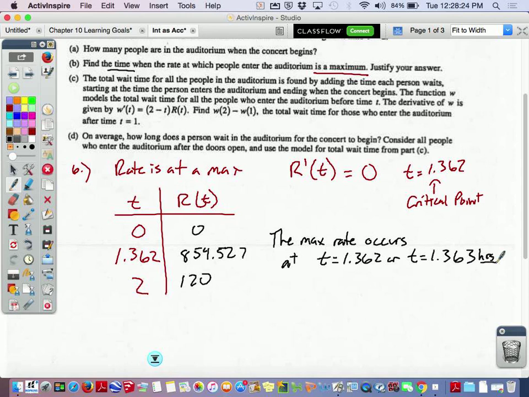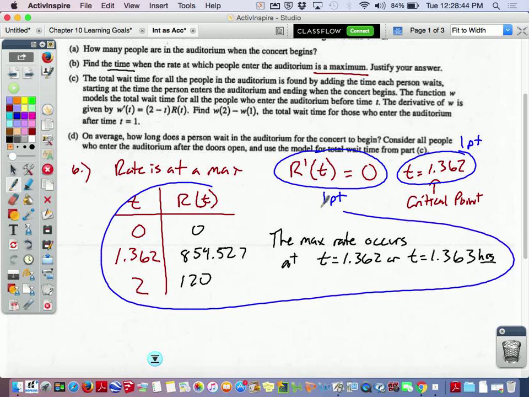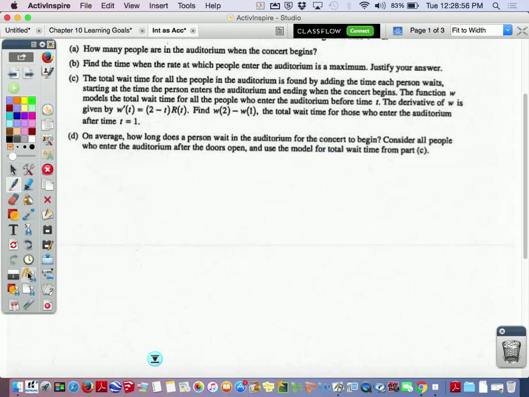This question is worth 3 points. They're going to give you a point just for considering where r prime of t equals 0. So you can count a point for that, and then finding this t value is a point. And then your justification with the table. So basically all of this will give you your third point. So that is question B. So at this point in time, we're already at 5 out of the 9 points. Let's move on to question C.